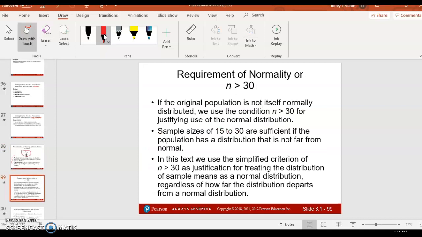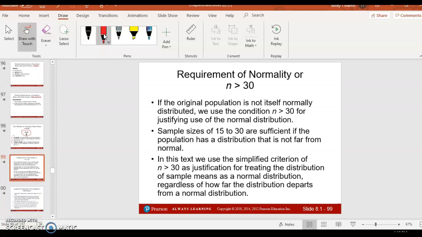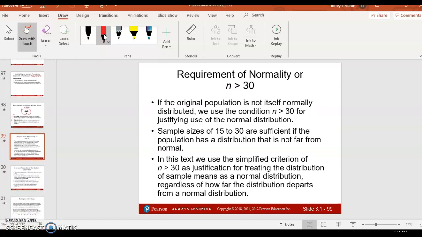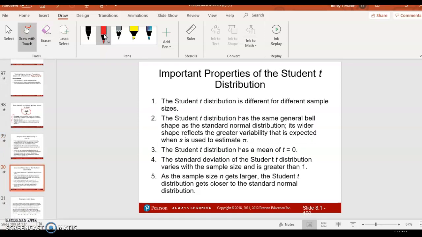Again, there are some other requirements here. I'm not going to spend too much time on them, but you can pause the video and look at it if you like. Same thing here, they're just pointing out more properties about the student t distribution. I've already talked about this during class, but if you'd like to read over this, you can pause the video and read.